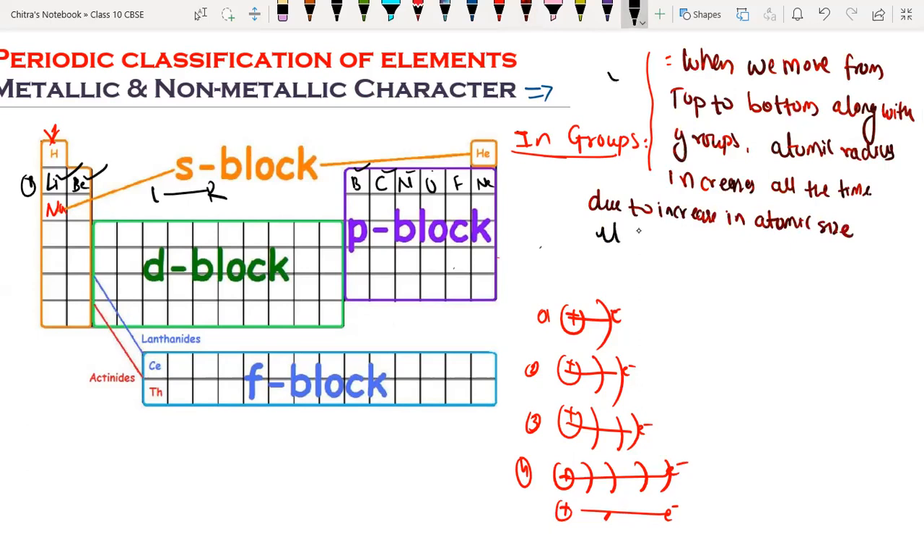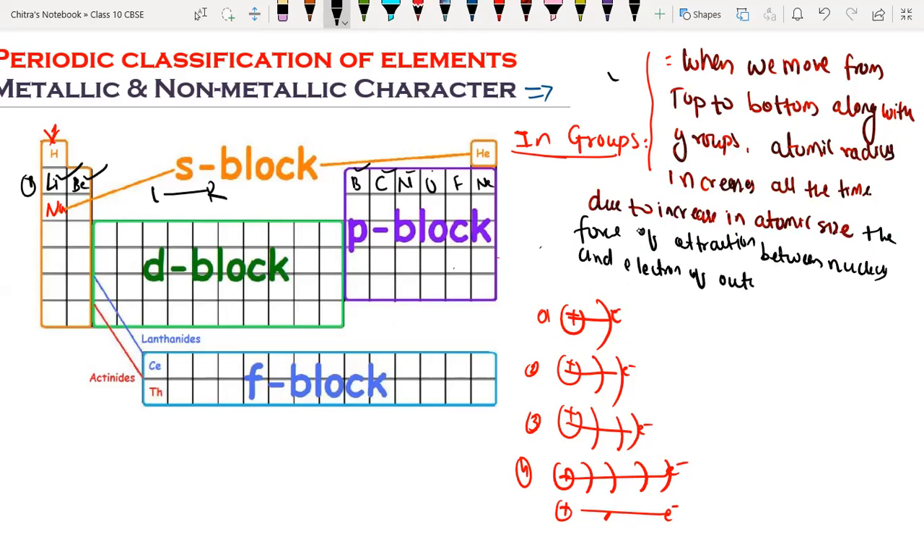So atomic radius increases all the time, and due to the increase in atomic size, the force of attraction between the nucleus and the electrons of the outermost shell decreases.